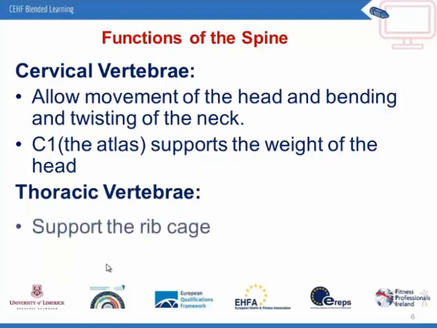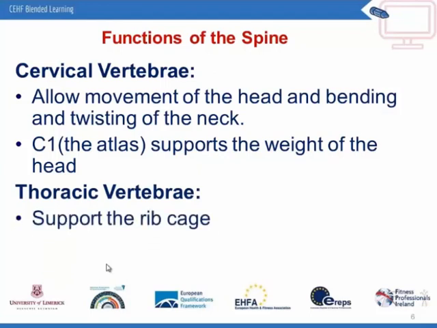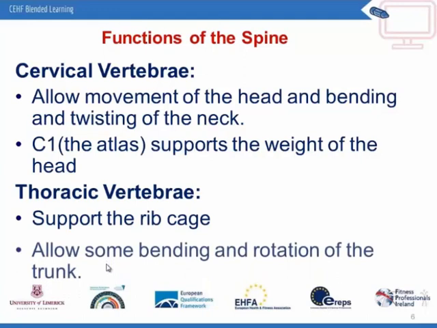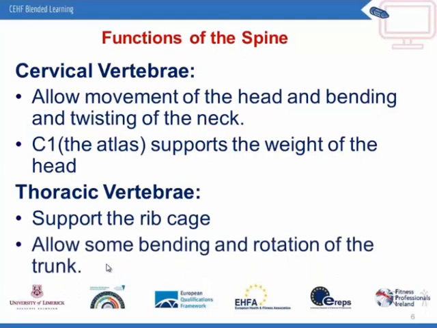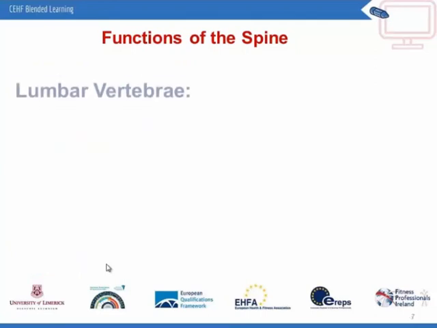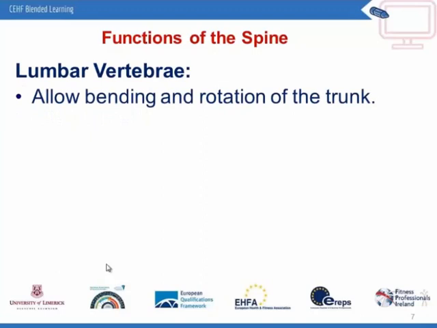The thoracic vertebrae. Their main function is to support the rib cage. And because the ribs are attached at both thoracic vertebrae and onto the sternum in front, movement is more limited in this area. However, a certain amount of bending and rotation is possible. The lumbar region will allow bending and rotation of the trunk.